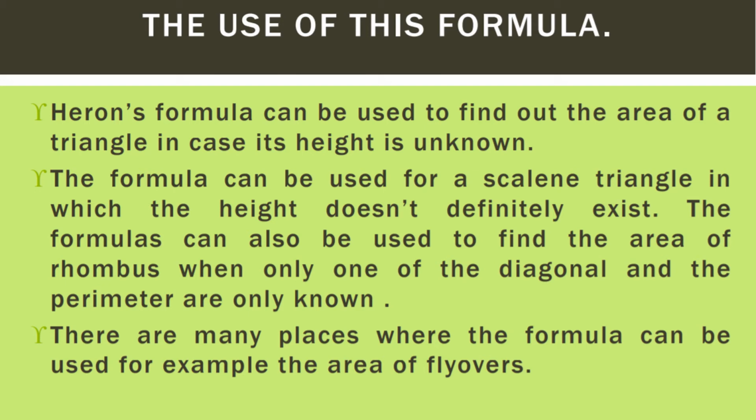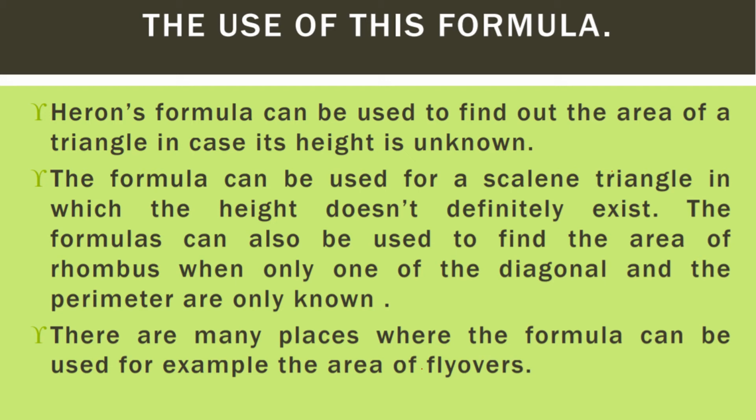The formula can be used for a scalene triangle in which the height does not definitely exist. The formula can also be used to find the area of a rhombus when only one of the diagonals and the perimeter are known. There are many places where the formula can be used, for example, the area of flyovers. To find the area of flyovers, we can use Heron's formula.